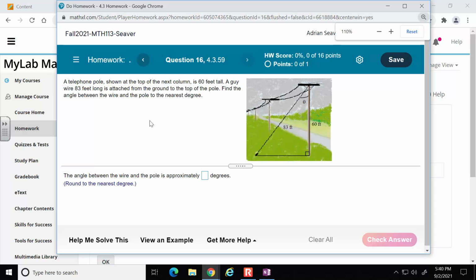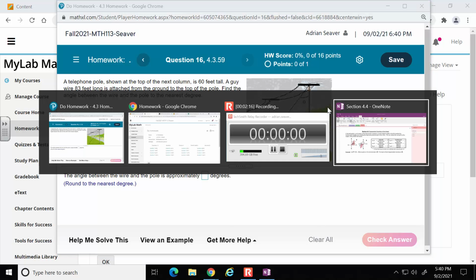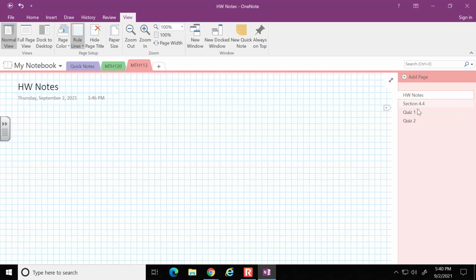It says the telephone pole shown at the top of the next column is 60 feet tall, and there's a guy wire. I always thought that was guide wire, but apparently it's guy wire. Learned that a while back. It is 83 feet long, and it's attached to the ground from the top of the pole. Find the angle between the wire and the pole to the nearest degree. So you can read the problem. It's wanting to know this angle here, not the angle with the ground, but the angle between the wire and the pole. So I'm going to come over here to the notes in case anybody wants to look at this at some point later.